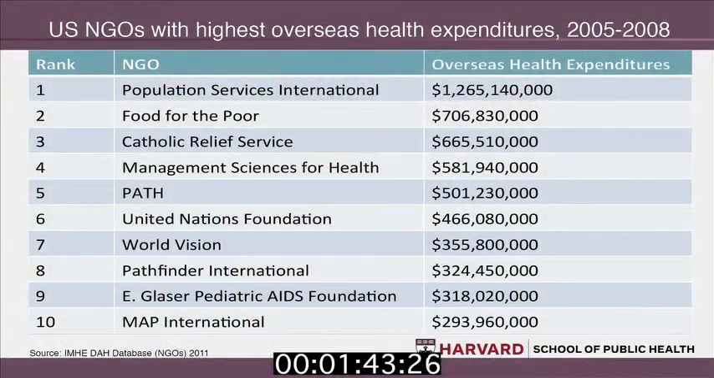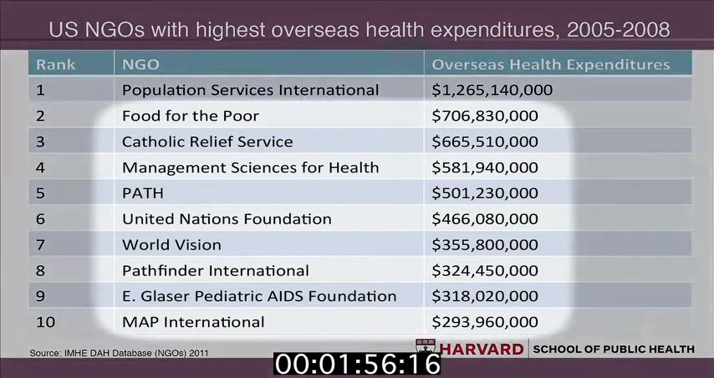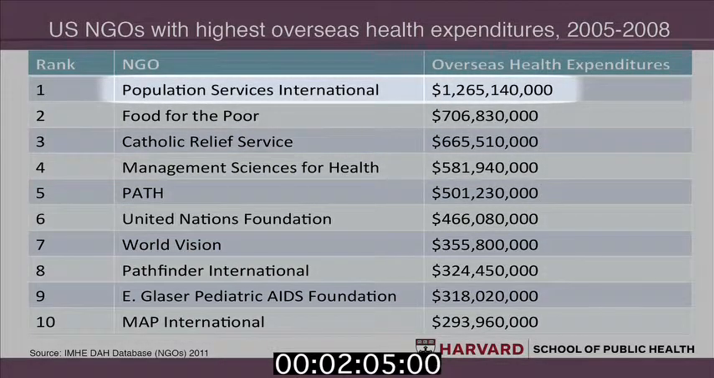Where did that money go? Well, from the United States, a lot of it went to non-governmental organizations. And this next chart shows you some of the largest U.S. non-governmental organizations and their level of health spending. You can see that there are a number of U.S. NGOs with spending levels in the hundreds of millions of dollars, and today a number that even have over $1 billion a year of health expenditure.